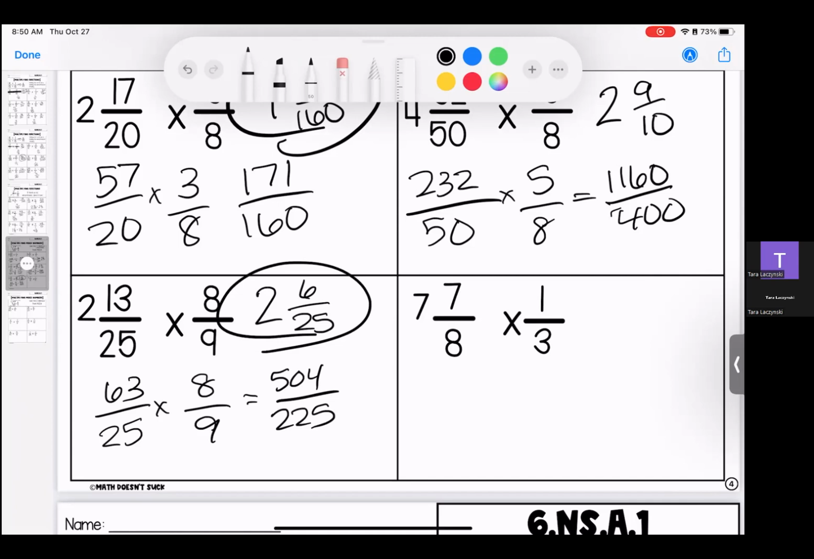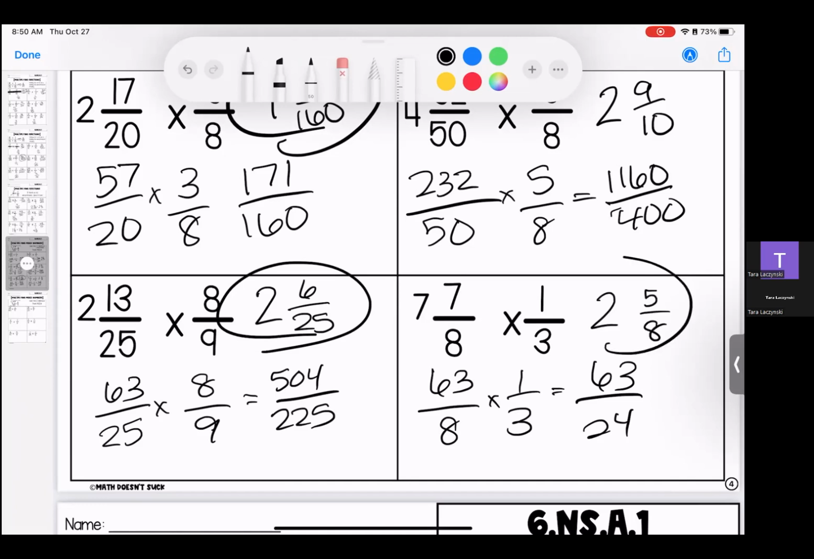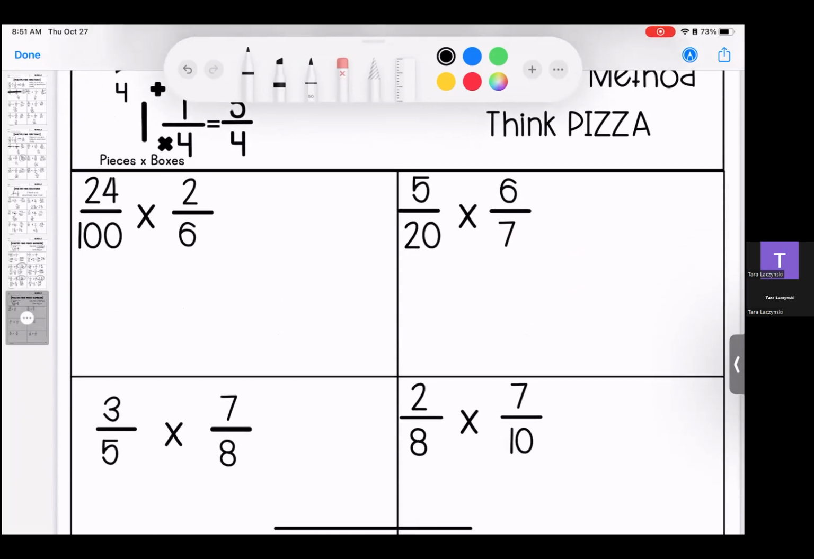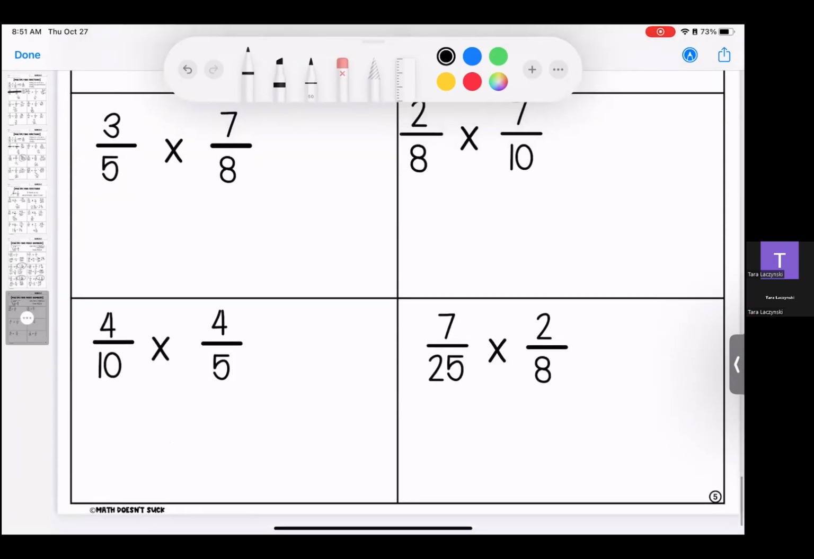And then our last one for this set, 7 times 8 is 56. Add 7 is going to give you 63 over 8. Multiplying that by 1/3 is 63 over 24. And then when we simplify this, we get 2 and 5 over 8. All right, nuggets, that brings us to the end of this one. We have one more. We have one more to do.